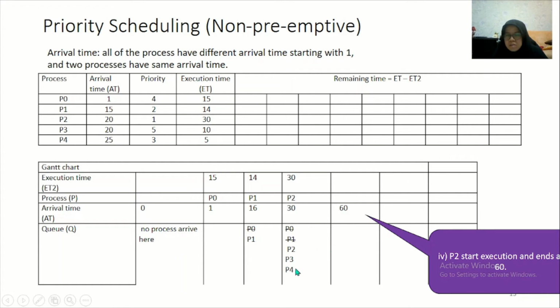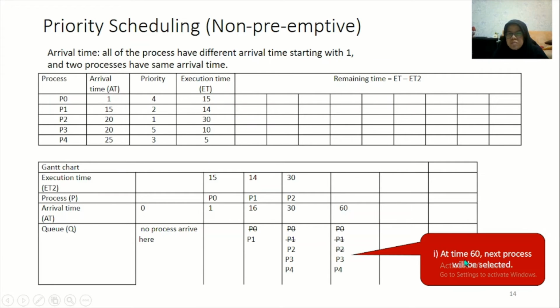Also, as you can see, P3 and P4 are queuing here because the arrival times of P3 and P4 are 20 and 25, which is less than 30. So they will be queuing in this part, but they will not be selected yet. And then at the time of 60, the next process will be selected.